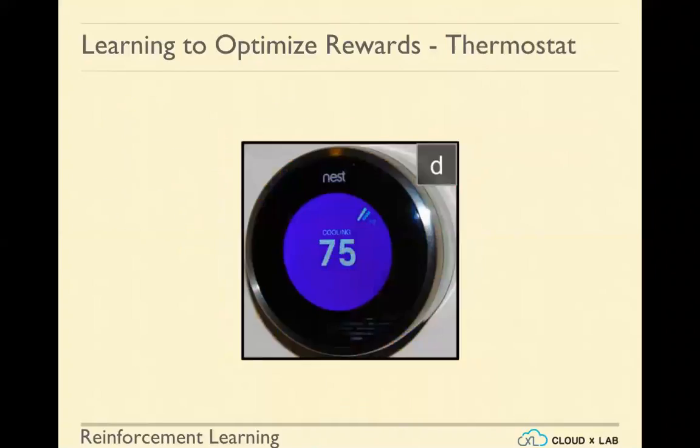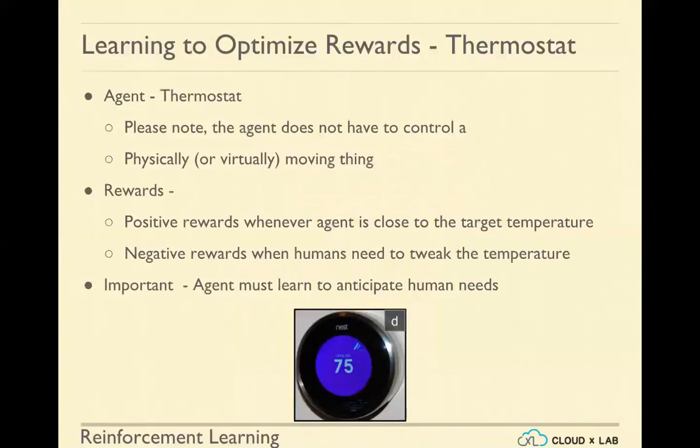The next example is the thermostat that we talked about last time. The thermostat is an interesting example because this is something that we never thought could involve deep learning. In the case of the thermostat, there is only punishment, and the punishment is in case the human tries to adjust it. That's a punishment for the thermostat. So the reward as such is not there. The only reward it can figure out is whenever the agent is close to the target temperature, and the negative reward is when the human needs to tweak the temperature. So the agent must learn to anticipate human needs. That's the objective of the thermostat.